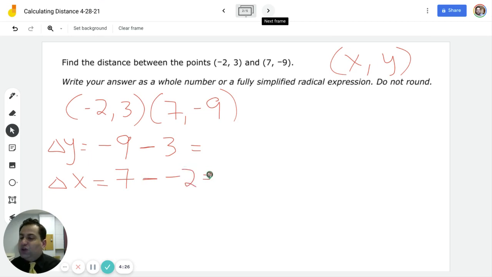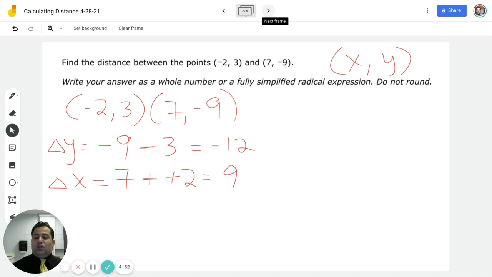See why it's important to always write that minus sign first? So now I have a negative, negative. It becomes a positive. So I have -9 minus 3. Well, that's going to be -12, because I have a negative and a negative, so I'm going to add. And then 7 plus 2 is 9.